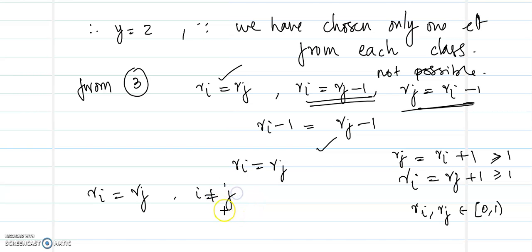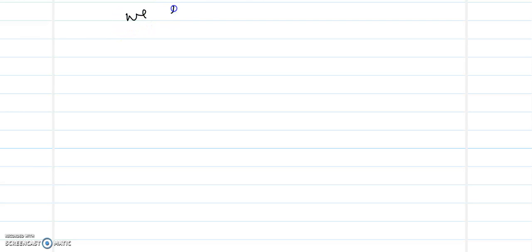But this is a contradiction since when i is not equal to j, നമ്മൾ ri's sequence define ചെയ്ത് that's a sequence of distinct rational numbers. So therefore ri, when i is not equal to j, ri cannot be equal to rj. So therefore you get a contradiction. So therefore there does not exist an element x such that x belongs to pi intersection pj. So therefore pi intersection pj must be equal to the empty set. So we get a contradiction.